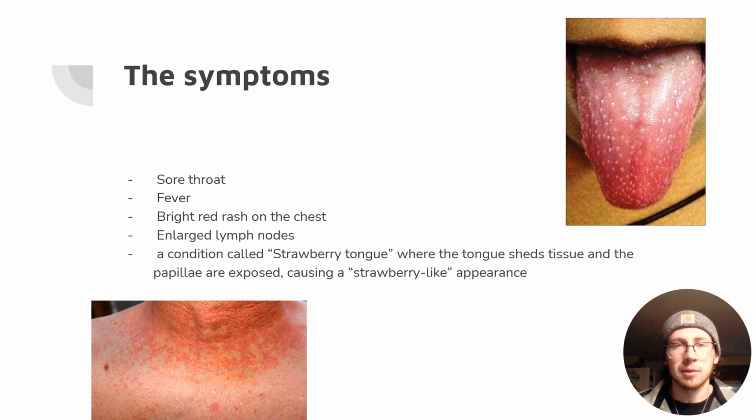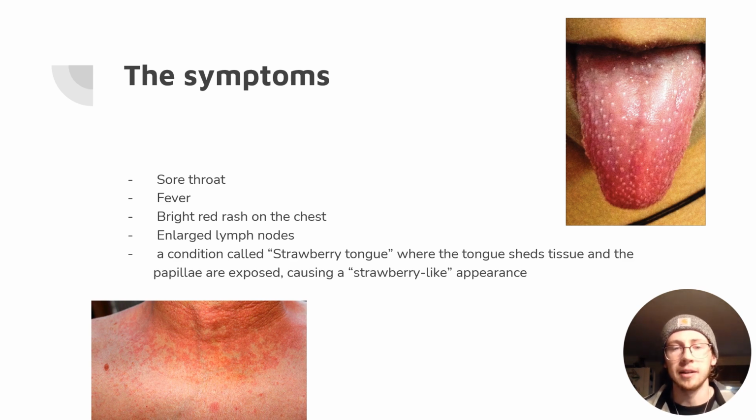Some of the more moderate symptoms include having a sore throat, fever, a bright red rash on the chest, which is one of the reasons that they brought her here, and large lymph nodes, which are fairly common, and also a condition called strawberry tongue, as seen in the top right, where the tongue sheds the tissue off of it, and the only thing that is visible is the white tip of the papilla of the tongue. This makes your tongue look like it's a strawberry, hence the name strawberry tongue.